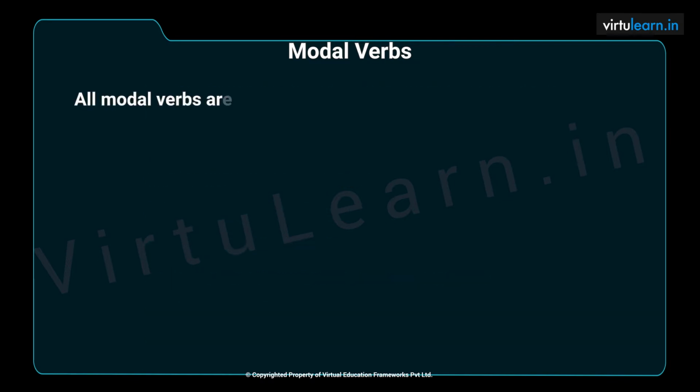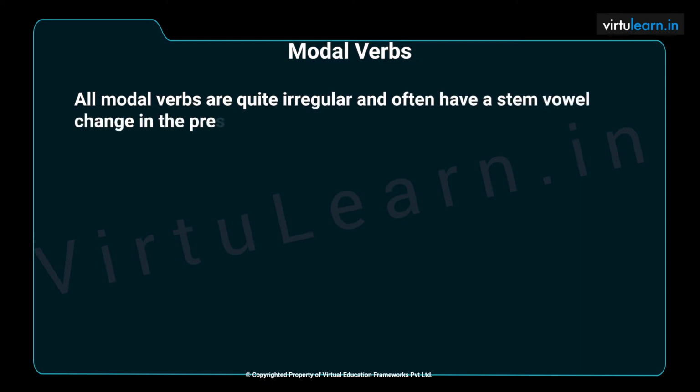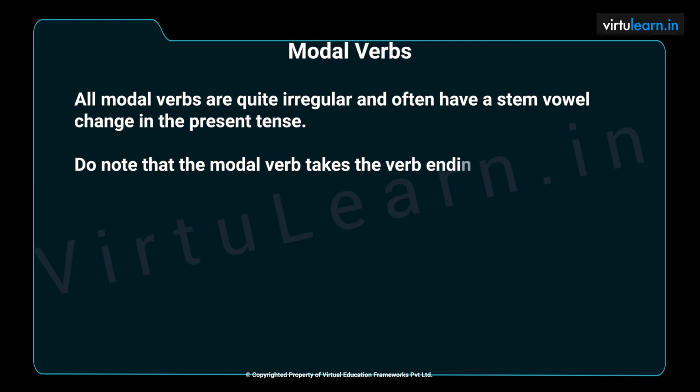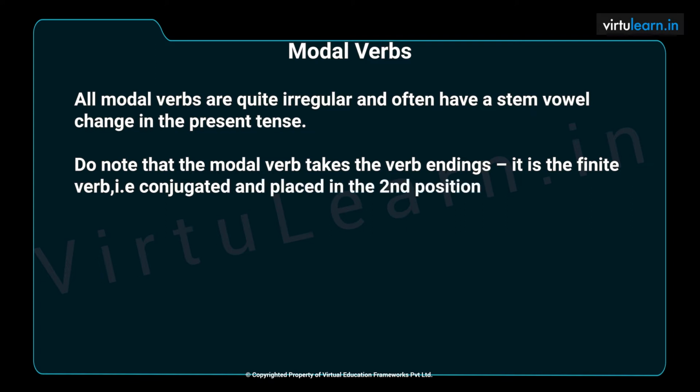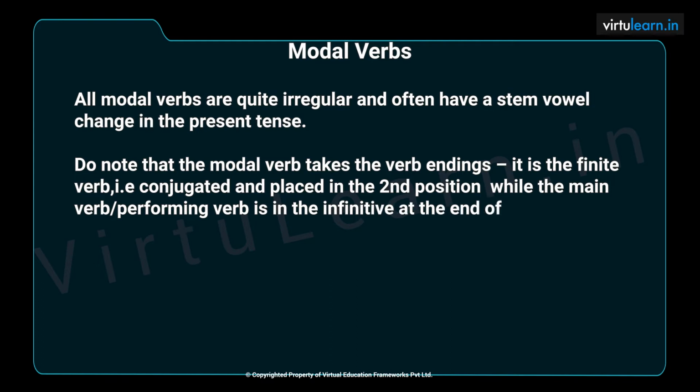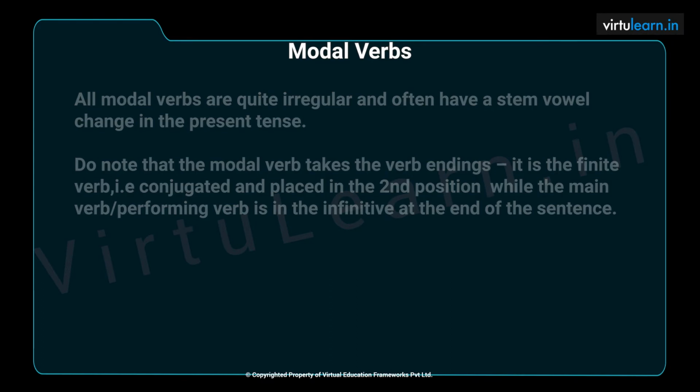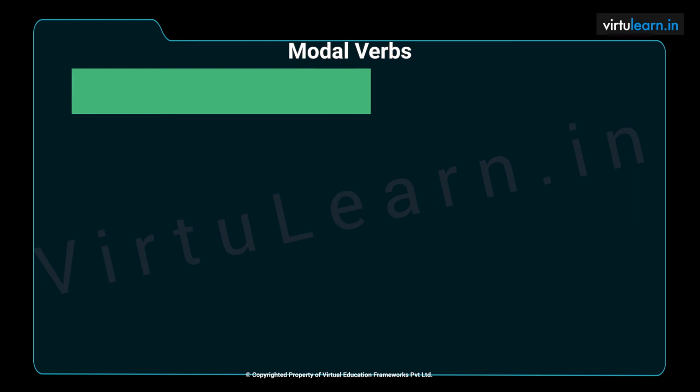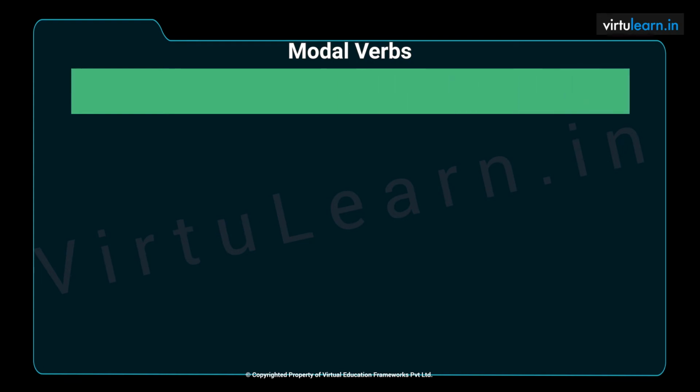All modal verbs are quite irregular and often have a stem vowel change in the present tense. Do note that the modal verb takes the verb endings. It is the finite verb. That is, the modal verb is conjugated and placed in the second position while the main verb or performing verb is in the infinitive at the end of the sentence. Let us take a look at the conjugation of the modal verbs.